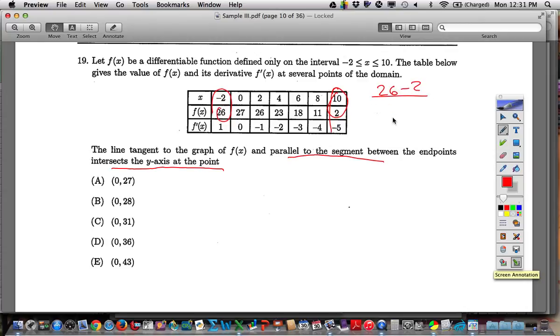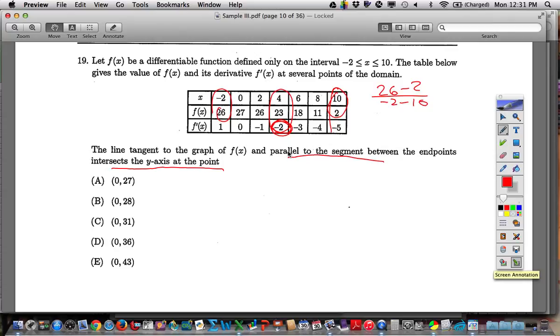So 26 minus 2 over negative 2 minus 10. So that would be negative 2. So that means we're interested in this line because of that right there. So we need our slope to be negative 2.